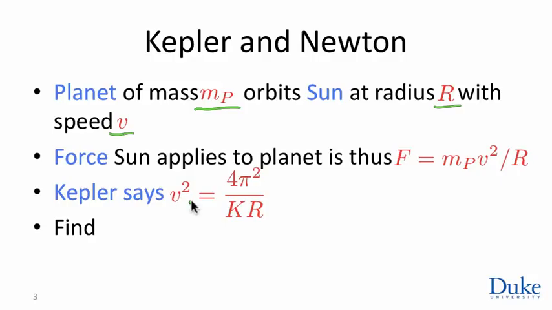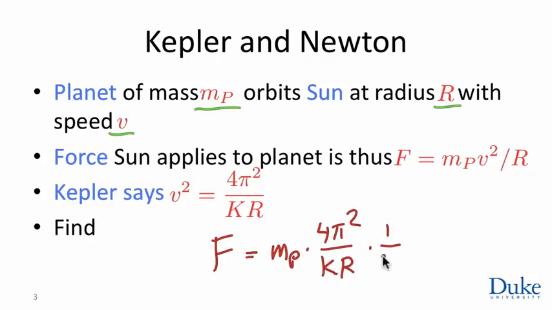So I can put this expression into that, and I can find F is equal to the mass of the planet times the square of its velocity, 4 pi squared over kr, divided by the radius of its orbit, or rearranging things a bit, 4 pi squared divided by k times the mass of the planet divided by r squared. Why is this a good way to write it?